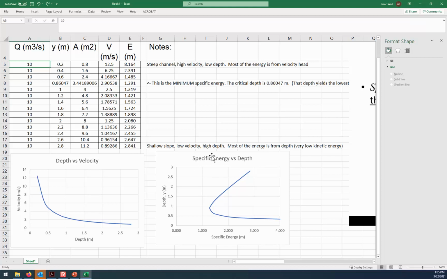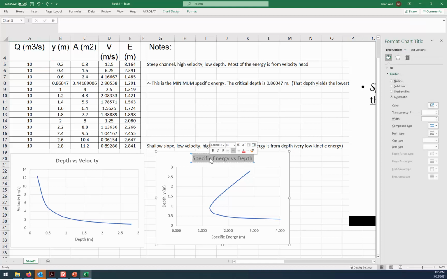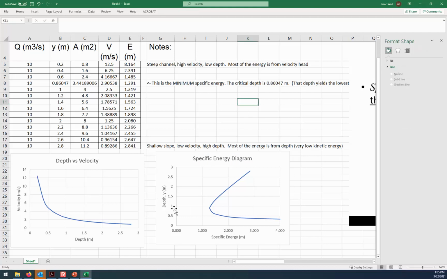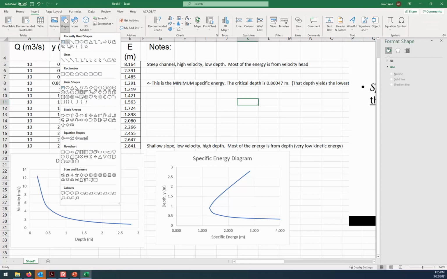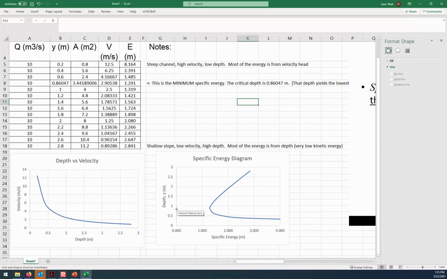So this specific energy diagram, I'm going to label this as a specific energy diagram. You could classify the flow. Now think about, we could do a dividing line. I'm going to insert a couple of little shapes here to make it obvious that here is our critical depth.